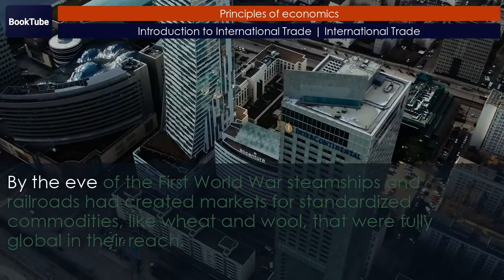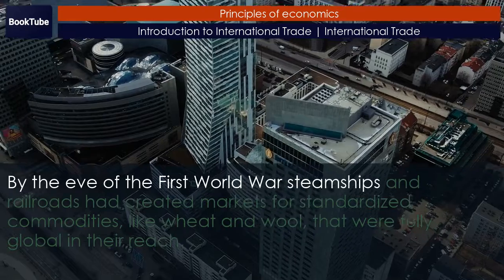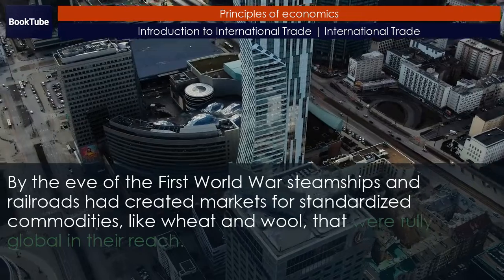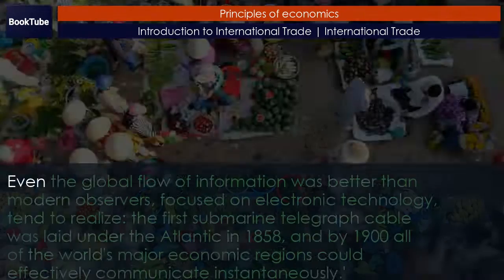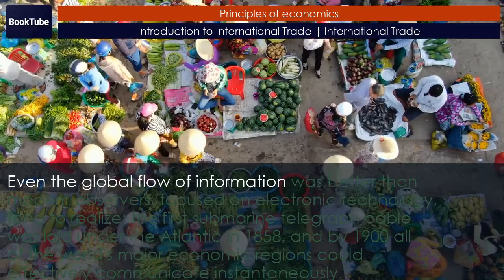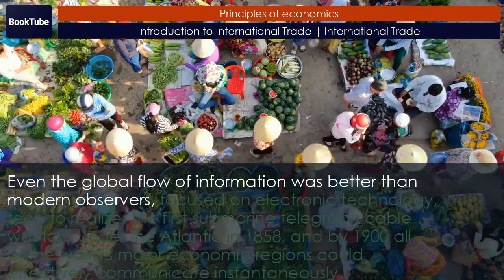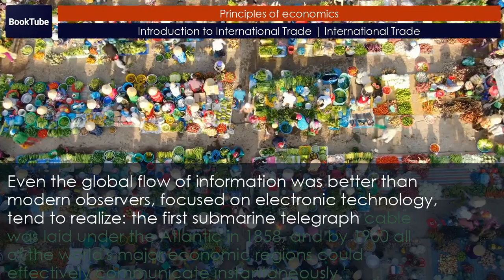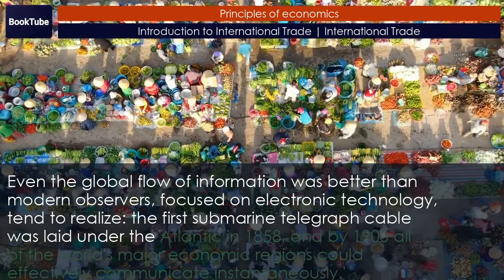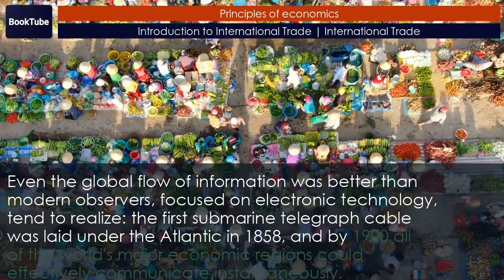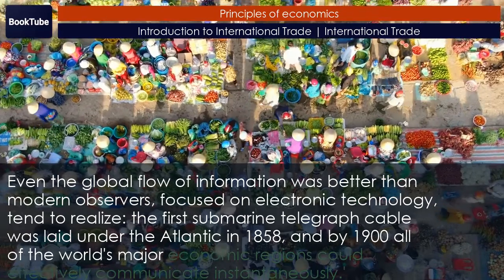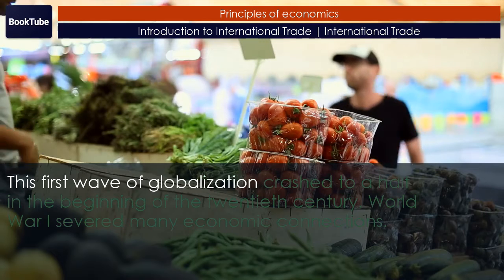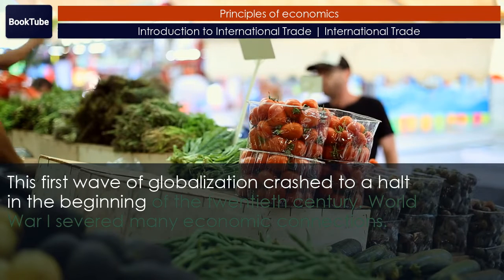By the eve of the First World War, steamships and railroads had created markets for standardized commodities, like wheat and wool, that were fully global in their reach. Even the global flow of information was better than modern observers, focused on electronic technology, tend to realize. The first submarine telegraph cable was laid under the Atlantic in 1858. And by 1900 all of the world's major economic regions could effectively communicate instantaneously. This first wave of globalization crashed to a halt in the beginning of the 20th century.